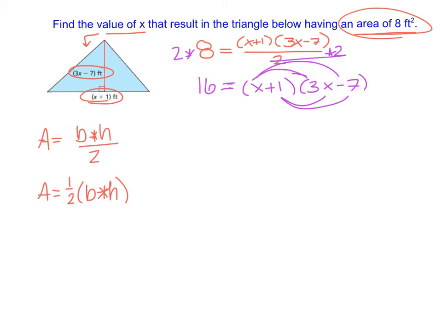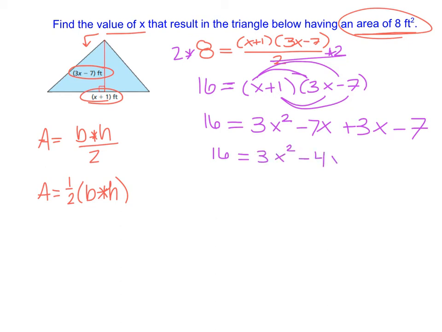So if we multiply this out, we end up with 16 equals 3x squared minus 7x plus 3x minus 7. And then if we combine some like terms here, we get 16 equals 3x squared minus 4x minus 7. And then if I look at this, I notice that I can use the quadratic formula here if I can get that 16 to the other side. So if I subtract 16 here, I end up with 0 equals 3x squared minus 4x minus 23.